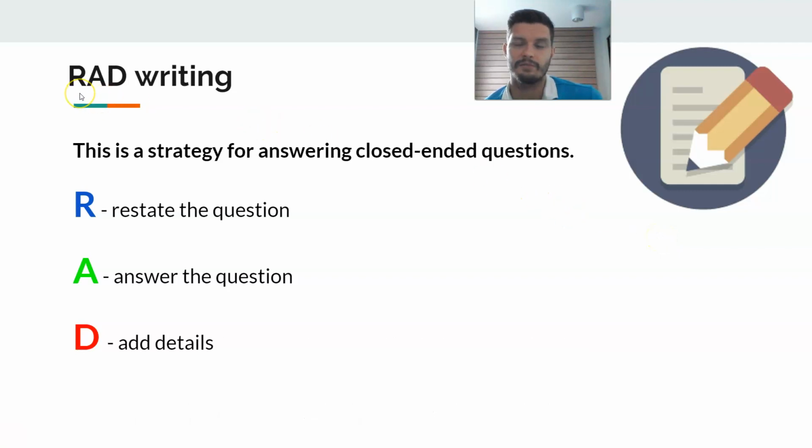The second type of writing strategy is RAD writing. This is a strategy for answering closed-ended questions. That is, questions that only have one correct answer. Again, RAD is an acronym. The R stands for restate the question. The A stands for answer the question, and D stands for details. You need to add details.